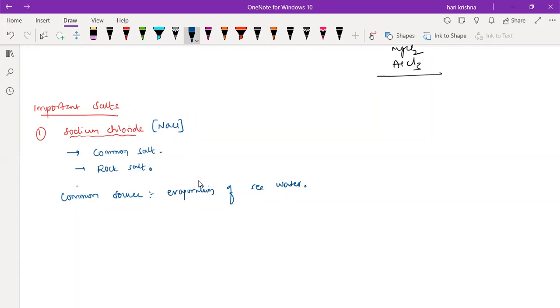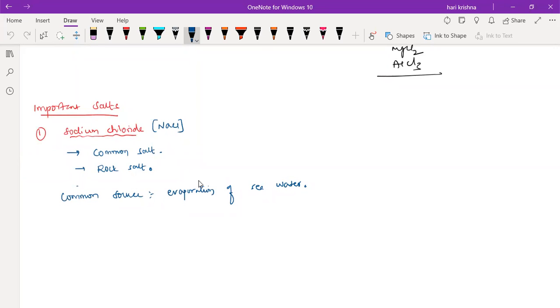You have seen in lower standard textbooks how you get sodium chloride from the evaporation of seawater. They take shallow pits and allow the sun rays to fall, so that after 10 days, whatever water is there will evaporate and only the salt deposit will be left in those shallow pits. You have seen the image or not? Yes, sir.